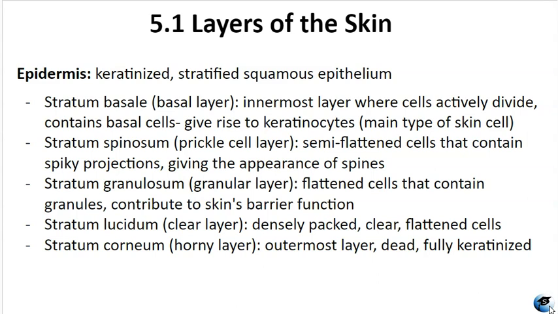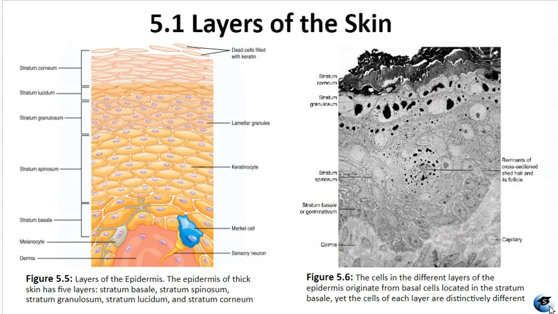the stratum lucidum appears as a translucent layer, while the outermost layer, the stratum corneum, is composed of dead, flattened, and fully keratinized cells, forming a protective barrier against external elements. Figures 5.5 and 5.6 show the layers of the epidermis and the different types of cells therein.